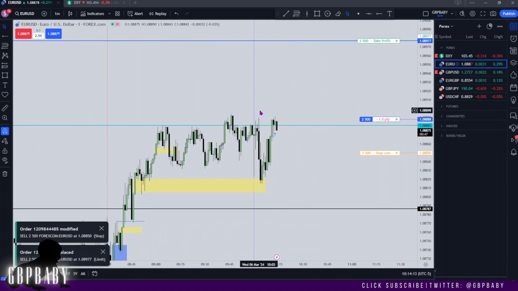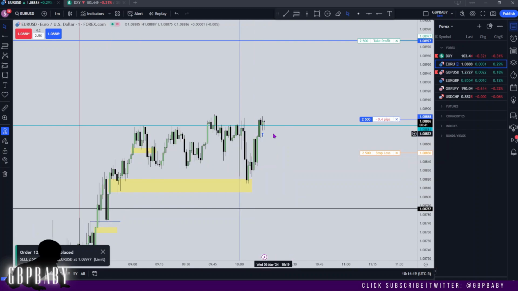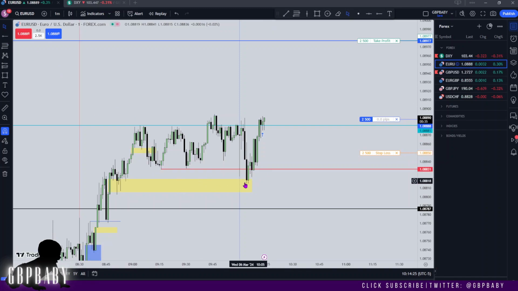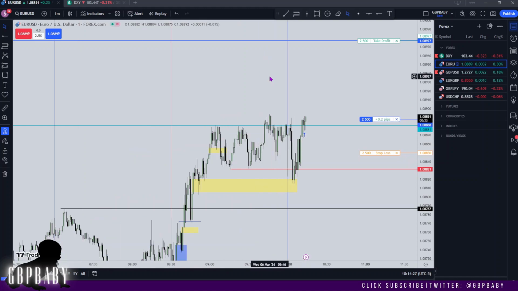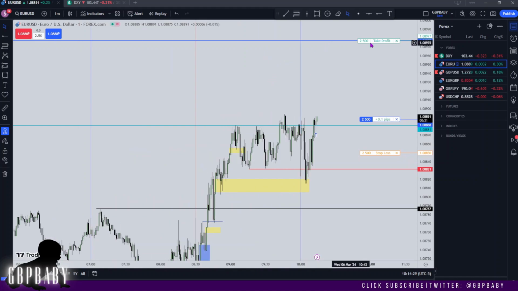Now we just had high impact news at 10. It's been quite messy in terms of price action, but we came down, grabbed these stops below here. We had relatively equal lows, so that's been grabbed. So now I want to see us push up and run for that. There's a swing high up here.